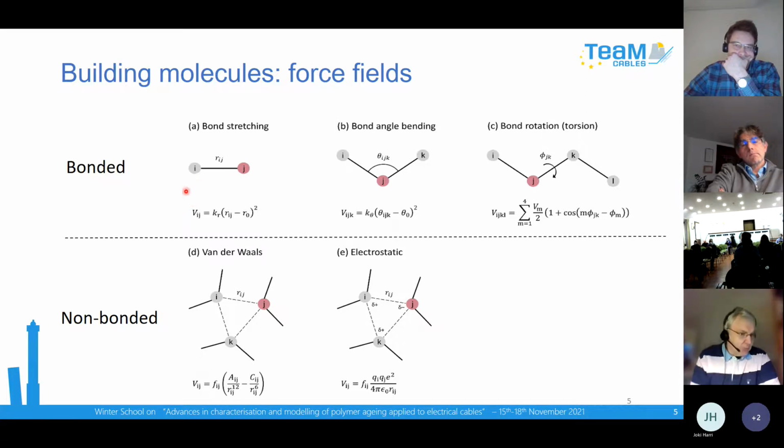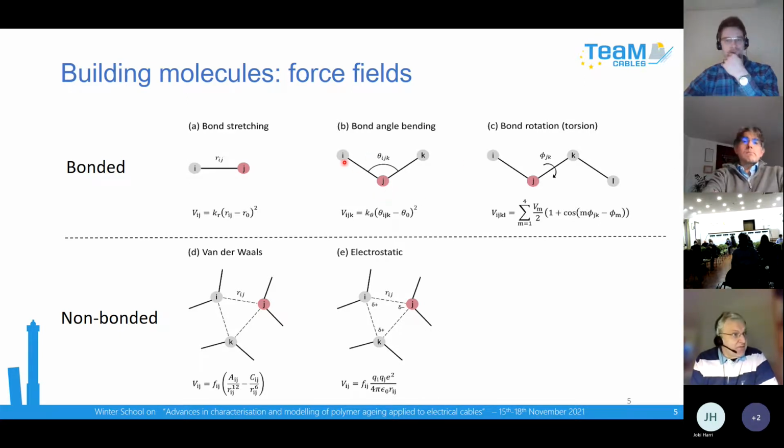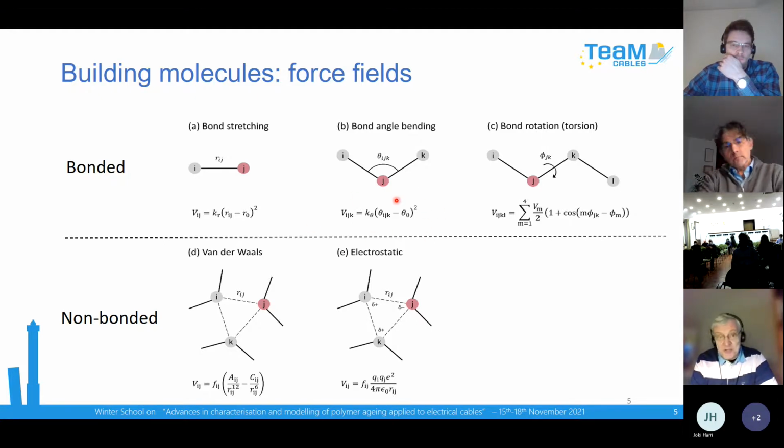But that's not enough. We have to do something more in order to define meaningful polymer molecules. And the next thing, if we have a set of three particles, we have to define an angle that these three particles are forming. And again, a very, very often used approximation is again the harmonic approximation for the bond angle potential energy.